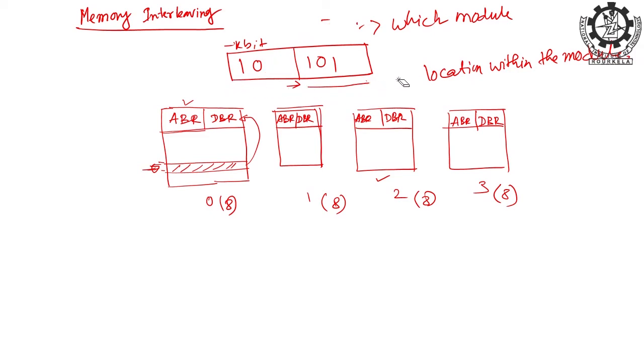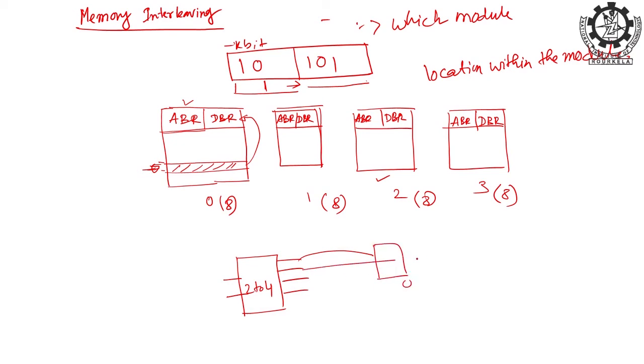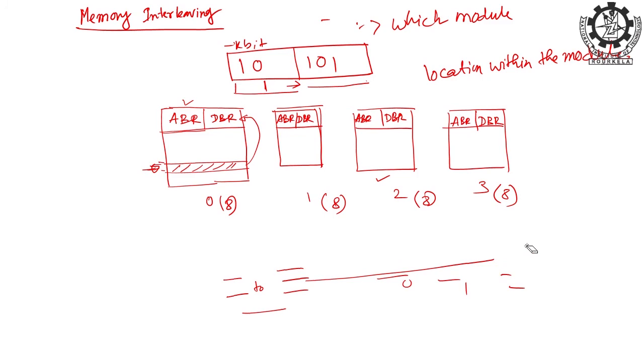So, then what we can do here. This bit will be attached to an internal decoder, as I said in the earlier class. So, let us say this will be a 2 to 4 decoder, and then 4 outputs. It will select any one of the modules. This will select module 0, this will be connected with module 1, this will be connected with module 2, and so on. Okay.